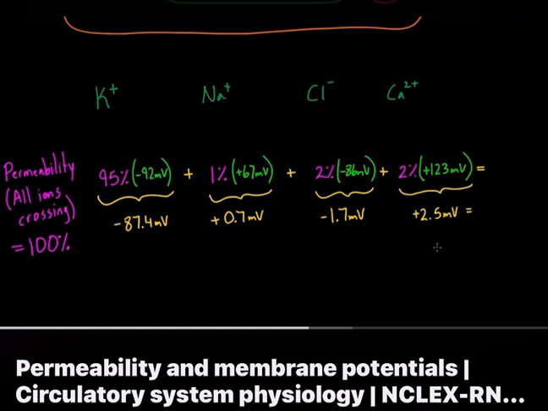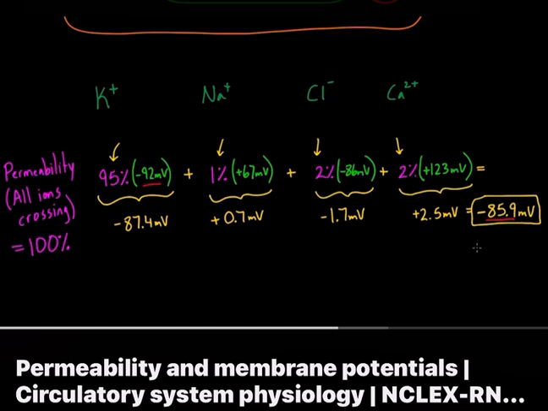So if you add up all this stuff, what do you get? You get a total of negative 85.9 millivolts. So this would be the membrane potential for a cell that ended up having 95% permeability to potassium and only 1% and 2% to the other three ions. So if it's going to be dominated by potassium, you can see that this final number is going to be really close to what potassium would like it to be, that negative 92, because 95% of it came from there.